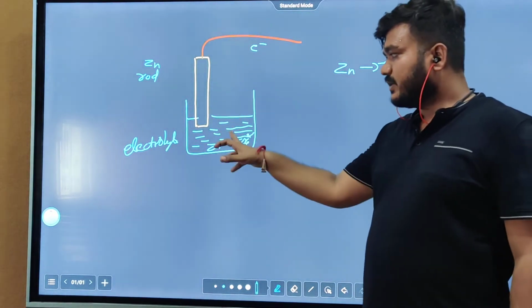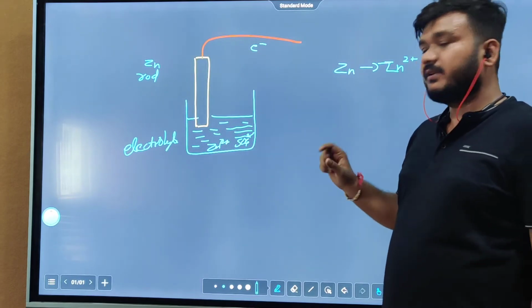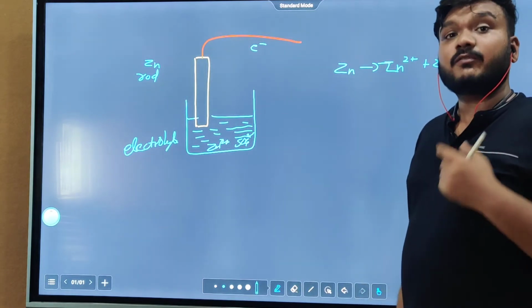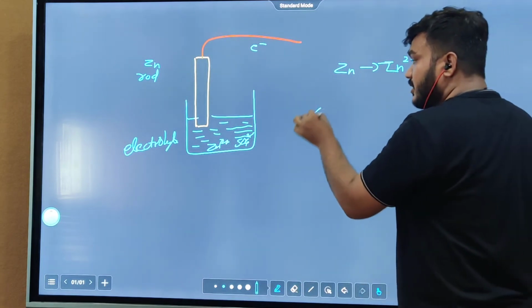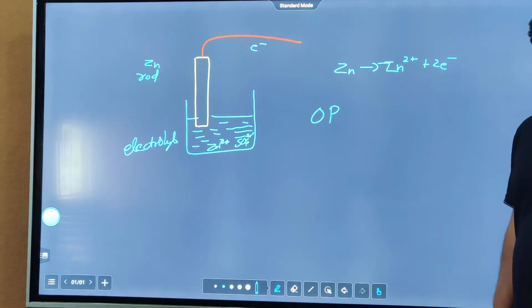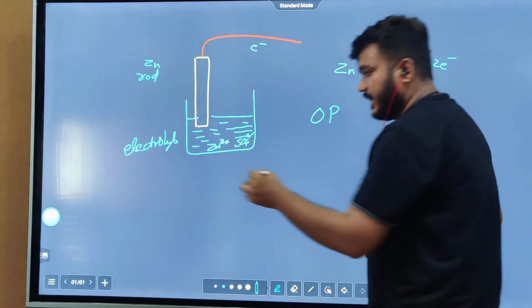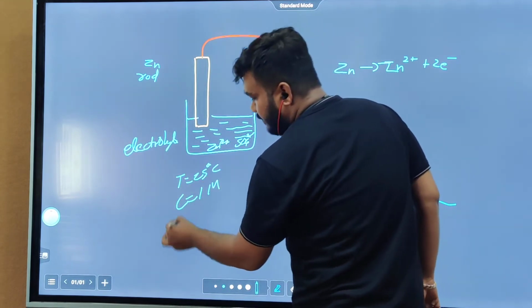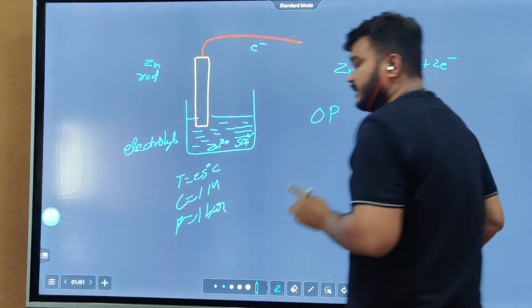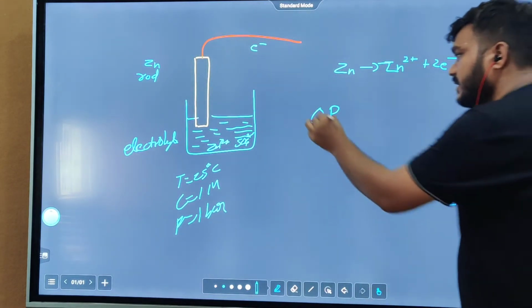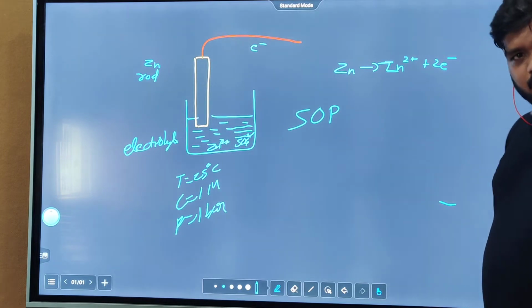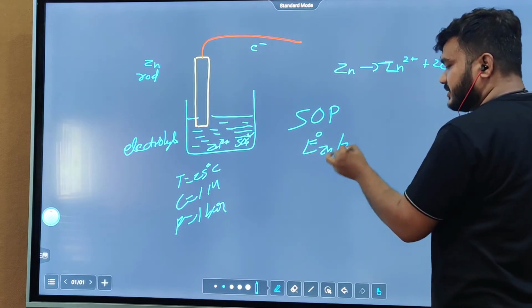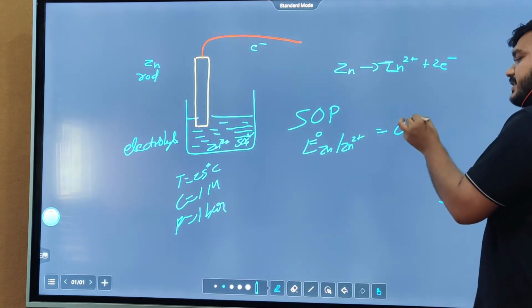So as the Zn2+ ion concentration increases in the electrolyte, there will be a charge difference between the electrode and the electrolyte. This will lead to development of potential, and that potential is called oxidation potential. Clear? If the standard conditions are maintained, like temperature 25 degrees centigrade, concentration 1 molar, and pressure 1 bar, then this oxidation potential will be called standard oxidation potential. For zinc, the standard oxidation potential value, E naught Zn/Zn2+, is 0.76.